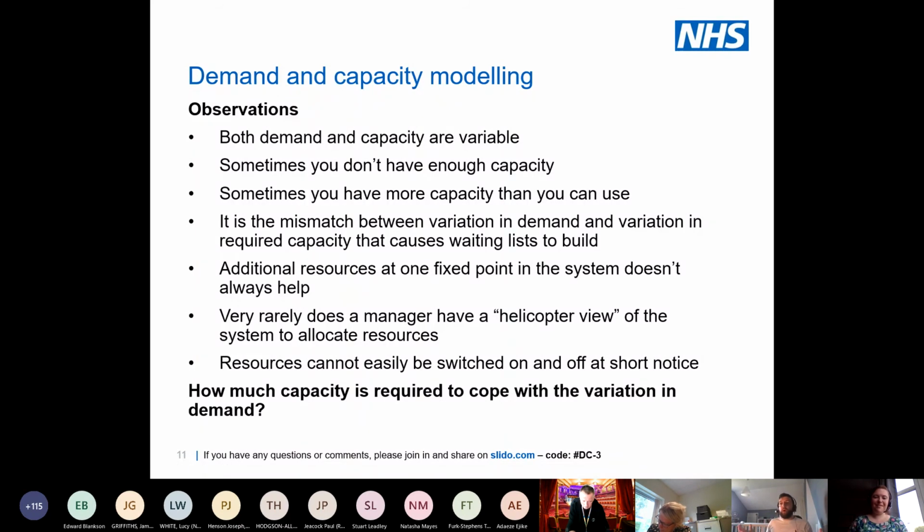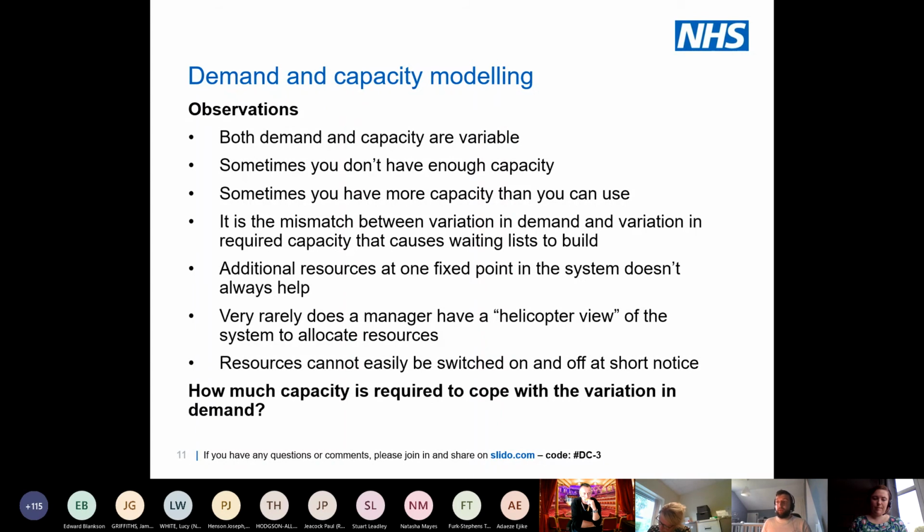And I could spend an hour talking about what this is showing us, and what we could do to improve this system. But some of the key observations from doing an exercise like this is that it's key to understand that both your demand, so what's coming into your service, and your capacity, which was the spinner, are variable.